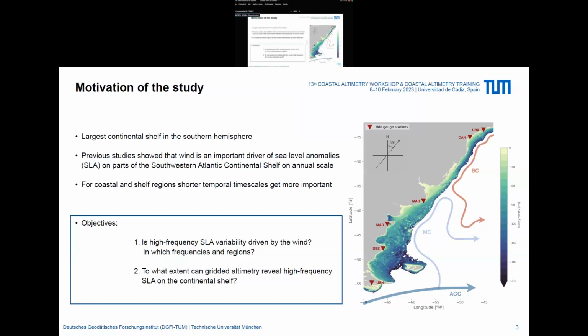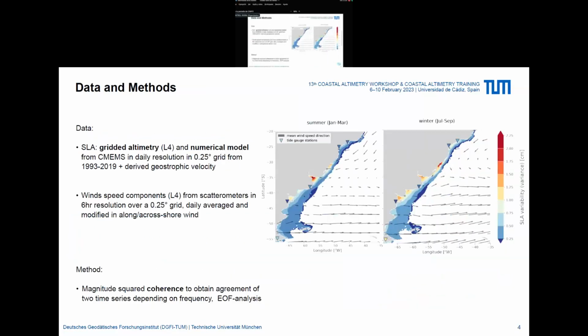Is the high-frequency sea level anomaly variability driven by the wind? And if so, in which frequencies and in which regions? And also, we want to gain more knowledge about the gridded altimetry product. To what extent can gridded altimetry reveal these high-frequency sea level anomalies on the shelf? So in the end, I will hopefully answer the questions.